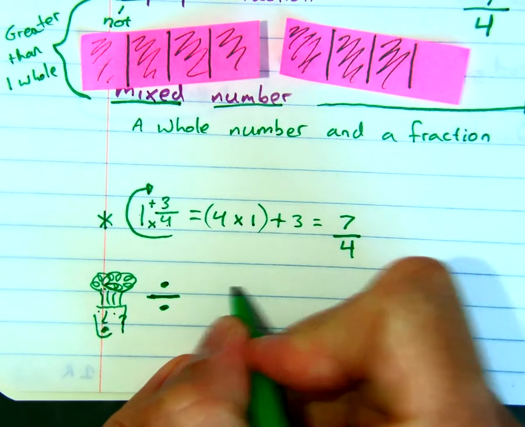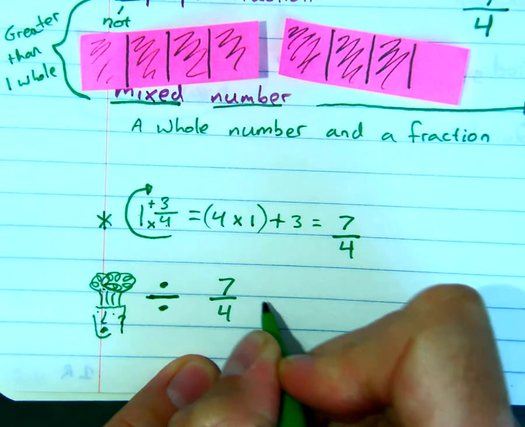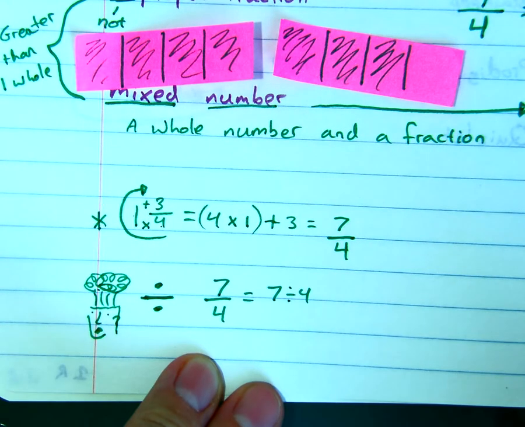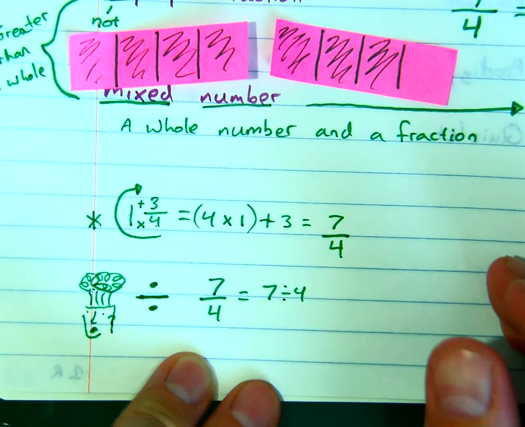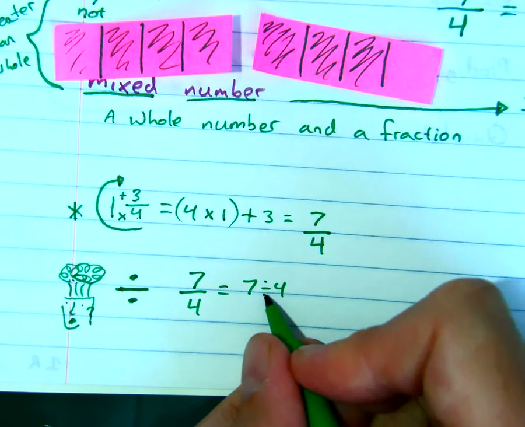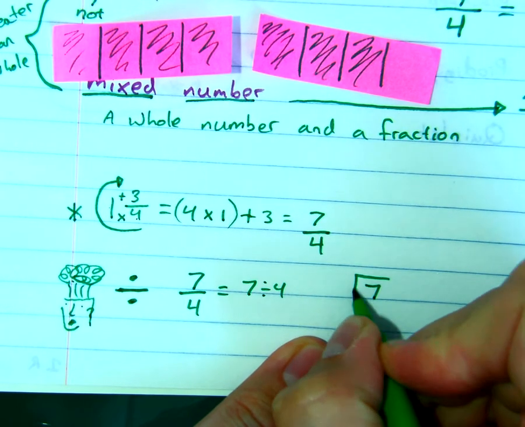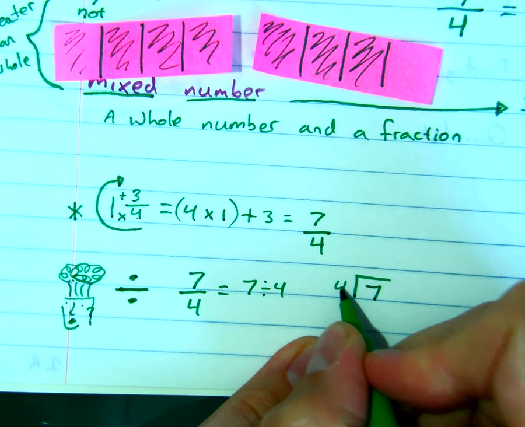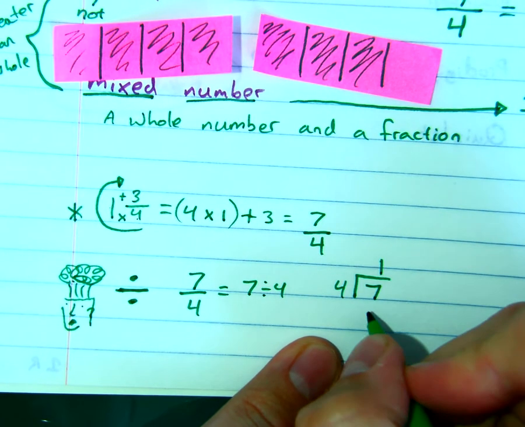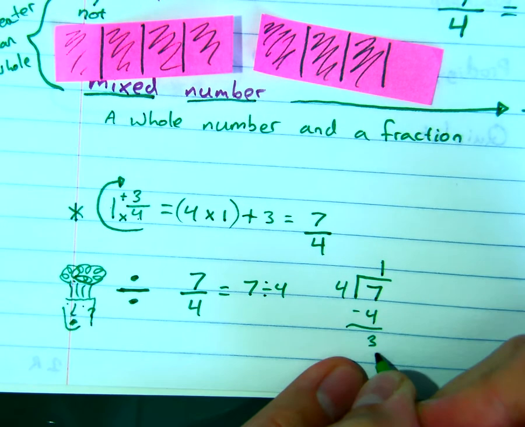So if I read this top down, if I say 7 divided by 4, you'd probably want to do this long division style. So let's rewrite 7 divided by 4. 7's on the inside, dividing by 4. How many 4's fit into 7? That's right, 1. 1 times 4 is 4. Subtract, we get 3 left over.